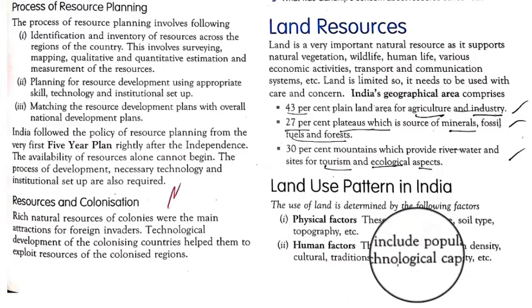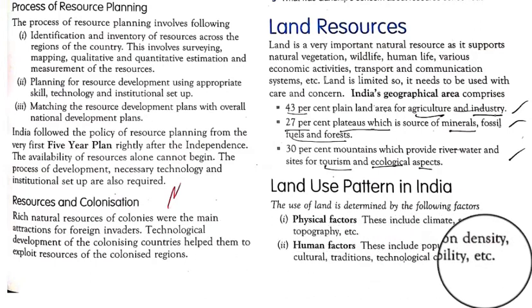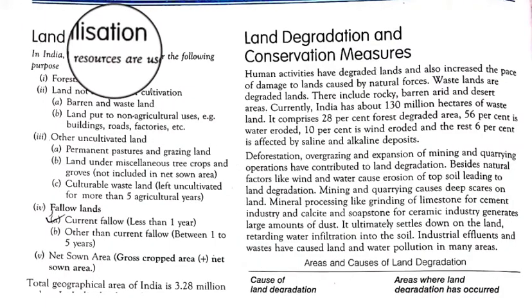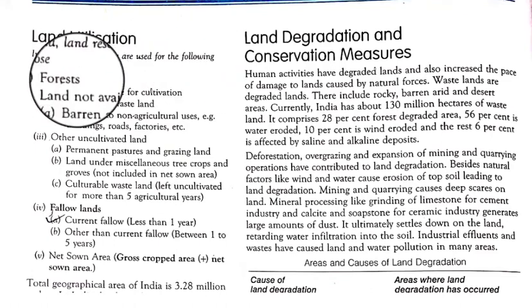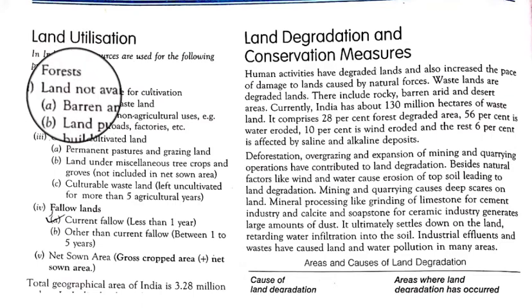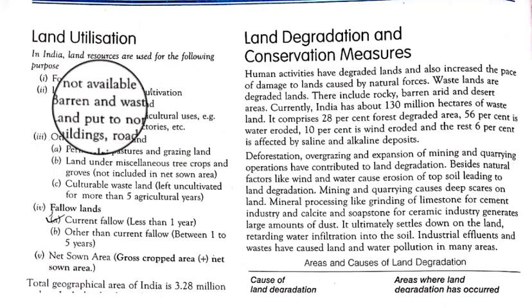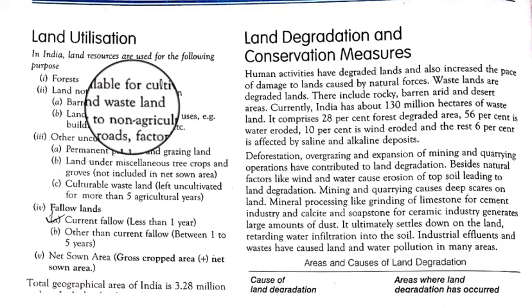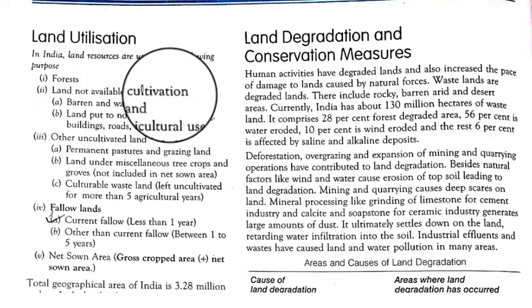Next are human factors, which include population density, cultural traditions, technological capabilities, etc. Next is land utilization. In India, land resources are used for the following purposes. First, forest, and land not available for cultivation: barren and wastelands, which are not usable for any kind of cultivation, so they come under land not available for cultivation.